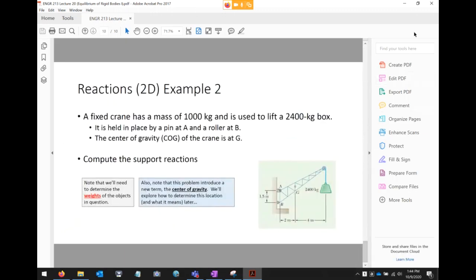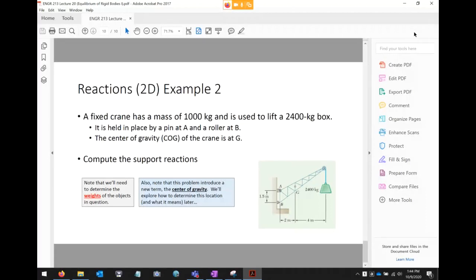Okay. Now, let's talk about this next one real quick. If you understood the last one, this next one is really no harder. It's just another problem, if we're being honest. Okay, so I have a fixed crane that has a mass of 1,000 kilograms, and it's used to lift a box that's 2,400 kilograms. Right off the bat, okay? Kilograms, these are not weights. We're not dealing with masses. We're dealing with forces. So we need to convert those to weights.